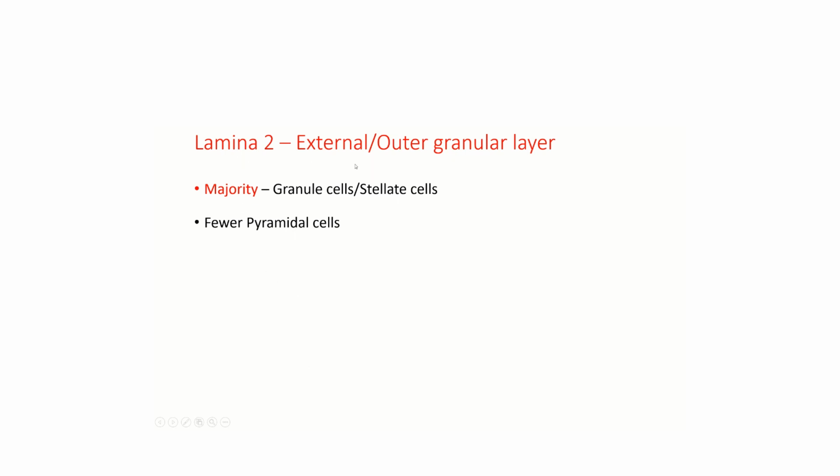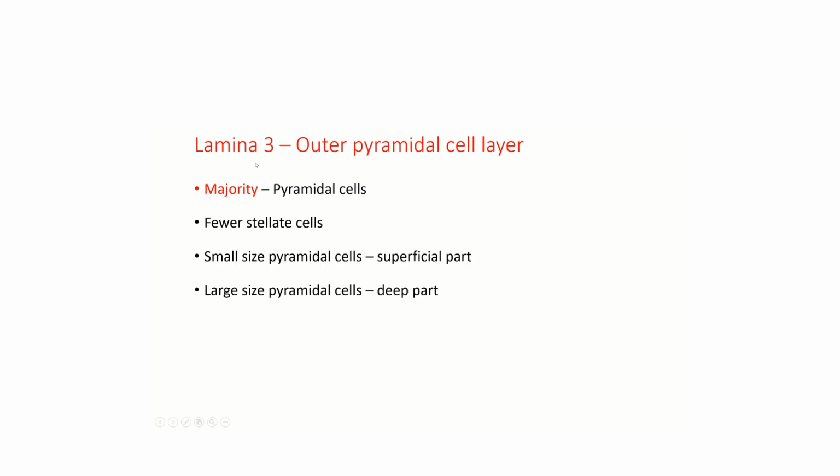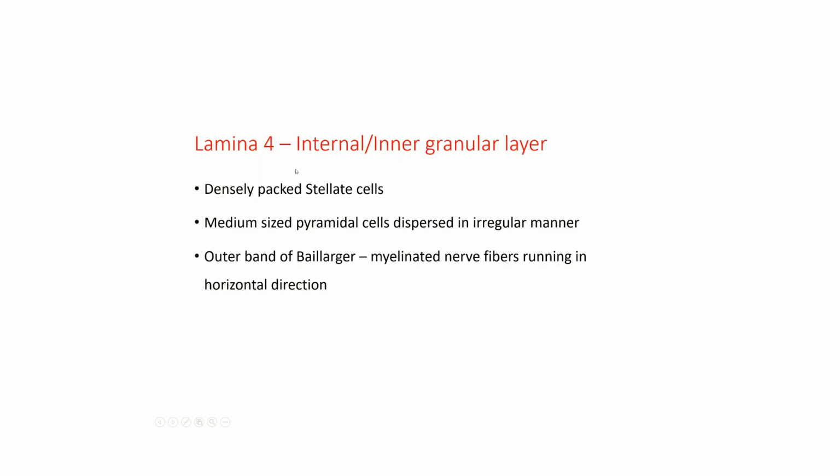So lamina 2, outer granular layer: granule cells or stellate cells are more prominent, fewer pyramidal cells. Lamina 3, outer pyramidal cell layer: majority is pyramidal cells, fewer stellate cells, small size pyramidal cells in superficial part and large size pyramidal cells in deep part. Lamina 4, internal or inner granular layer: densely packed stellate cells, medium sized pyramidal cells dispersed in irregular manner. So though stellate cells are prominent, pyramidal cells are also present, few in number.